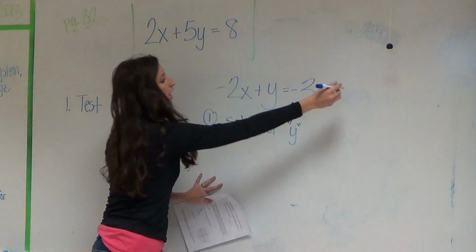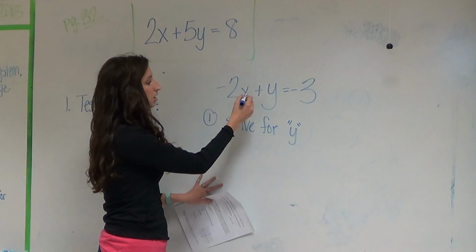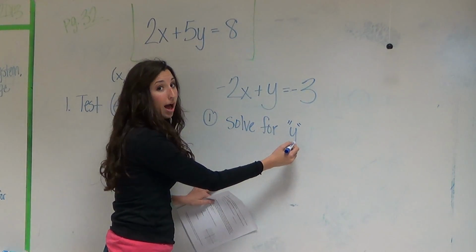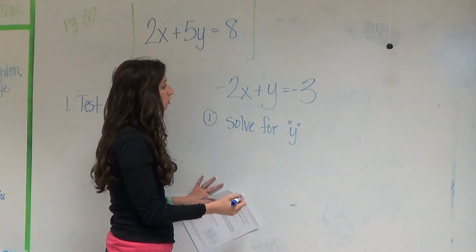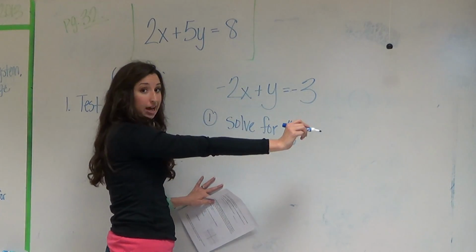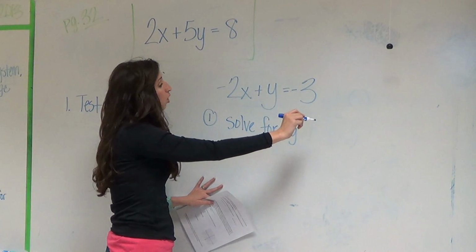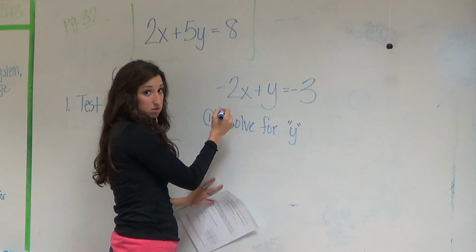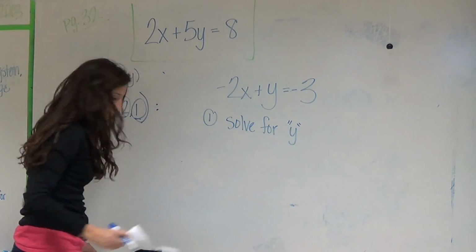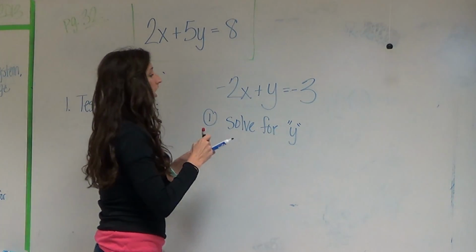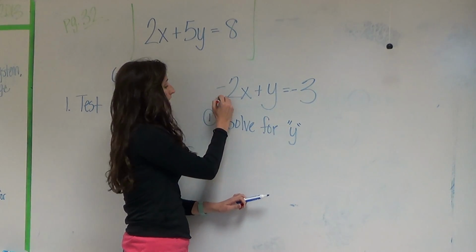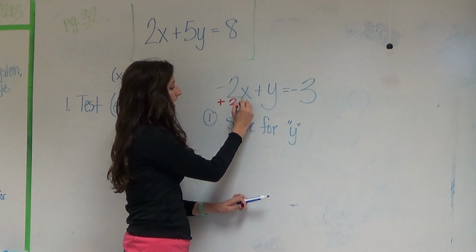Let's do that out to the side. This one says negative 2x plus y equals negative 3. I need it to say y equals. So all I have to do is move my x to the other side of the equal sign. Well, we know the only way I can do that is by canceling, right? So I'm going to cancel it by doing the opposite of my x term. The opposite of negative 2 is plus 2x.